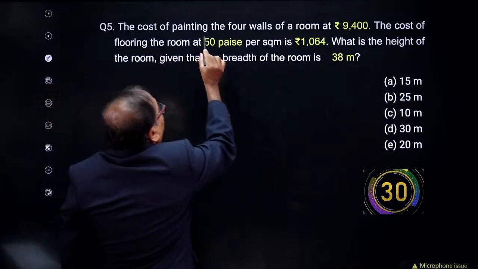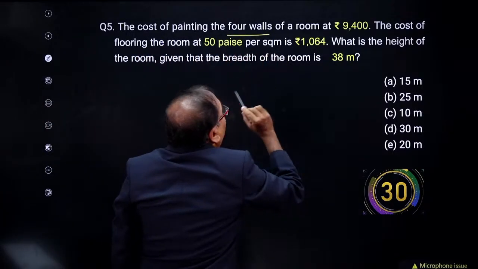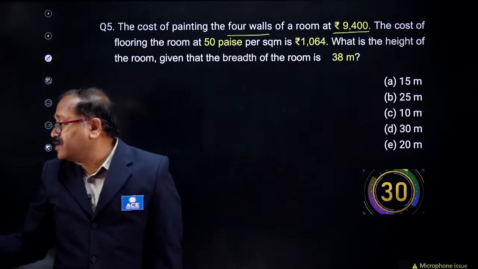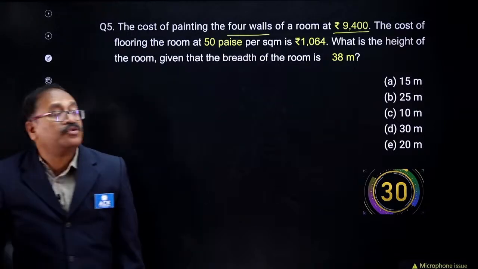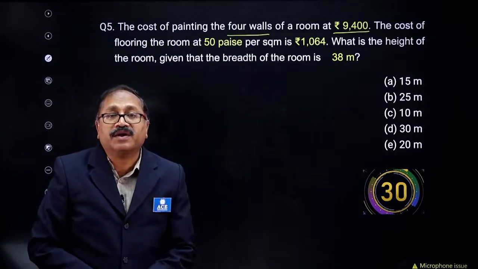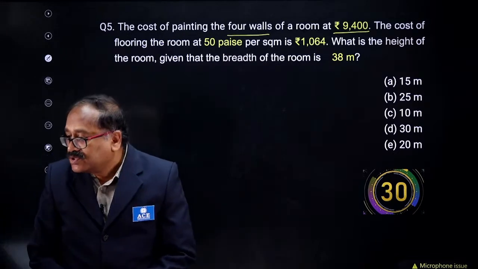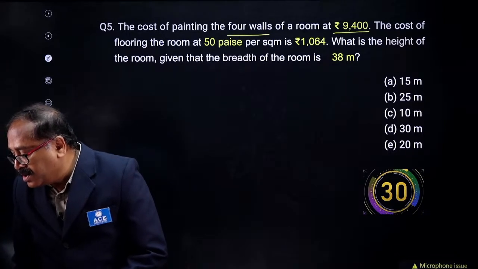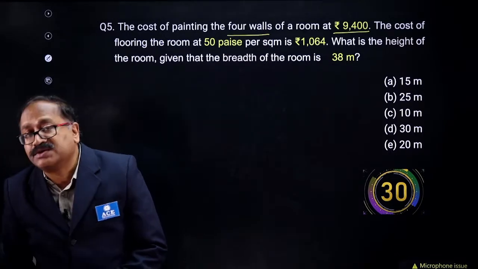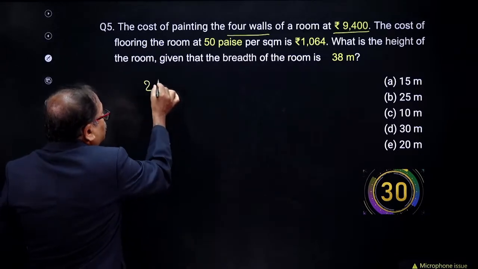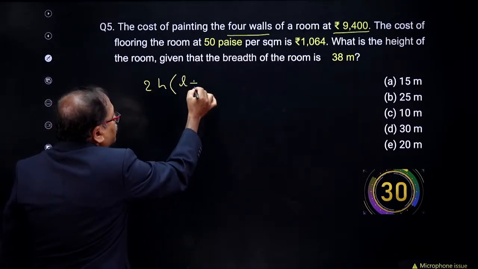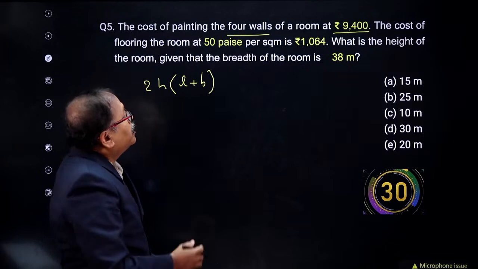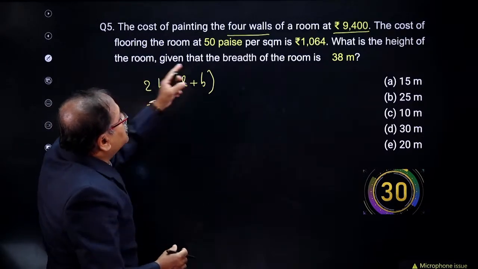Look at this one. The cost of painting the 4 walls of a room is rupees 9,600. Here one simple thing you are expected to know is the formula for the area of the 4 walls. Yes Anusha, that's clear. The area of the 4 walls is 2h into L plus B. Once you know this small formula, over a period of time we will cover all formulas, and then you will be able to find it. The cost is given to you.